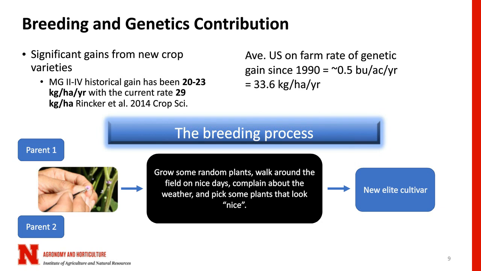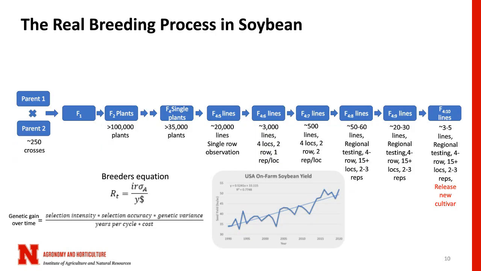But obviously, that's not what they do. There's actually a lot of science that goes behind breeding. Whenever we look at the real breeding process in soybean, I took an example from the soybean breeder here at UNL. On average, he's making about 250 crosses between different parents, to increase not only yield, but also better disease resistance, better drought tolerance, whatever traits he's targeting for increasing rate of genetic gain here in Nebraska.